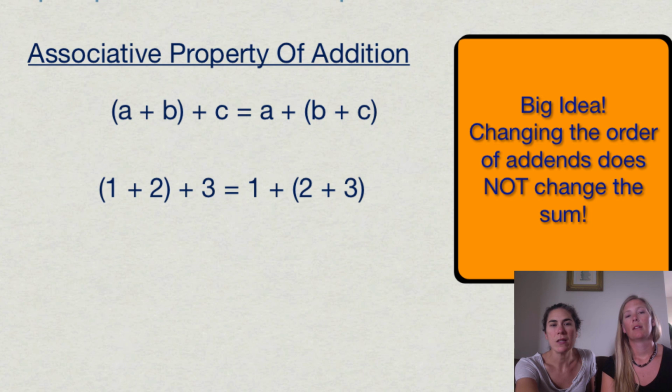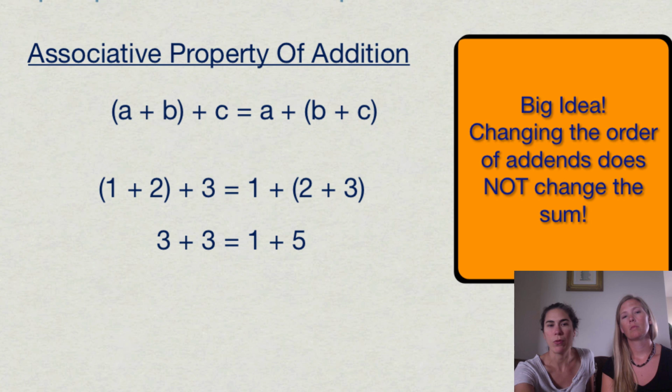Yes. So now let's look at some numbers just so it makes sense. So we have 1 and 2 grouped together plus 3 equals 1 plus 2 and 3 grouped together. So looking here, that's really saying 3 plus 3 equals 1 plus 5. In your first one, the numbers didn't change. You just moved the parentheses.